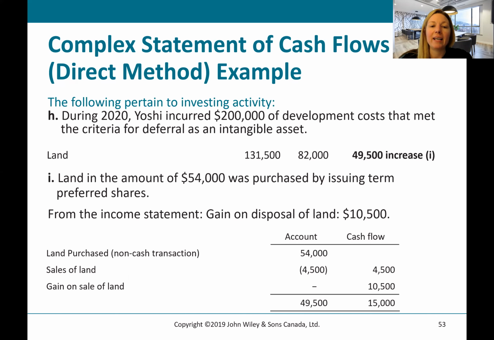We've got the sale of land, which is $4,500, because it's $54,000 minus the $10,500 that must have been the proceeds that we got, because what we're interested in is the cash. So we sold $54,000 worth of land and we generated a loss of $10,500. So 54,000 minus 10,500 is going to give us proceeds on the sale of the land of 4,500. And then the gain on the sale of land is going to be 10,500.